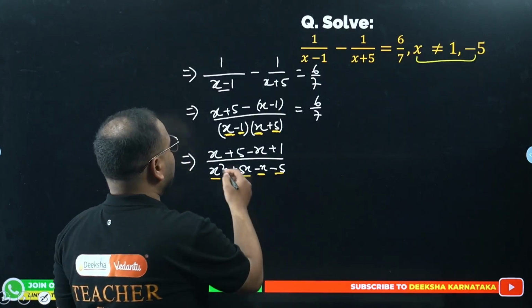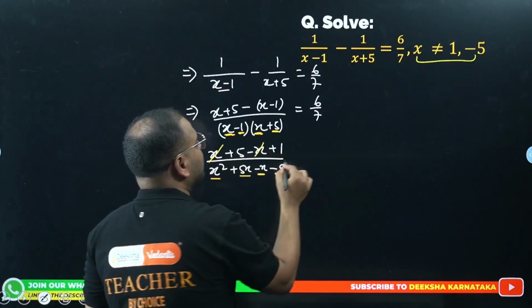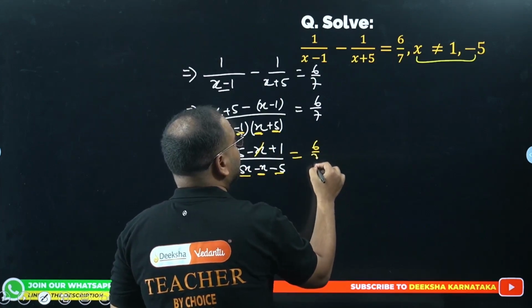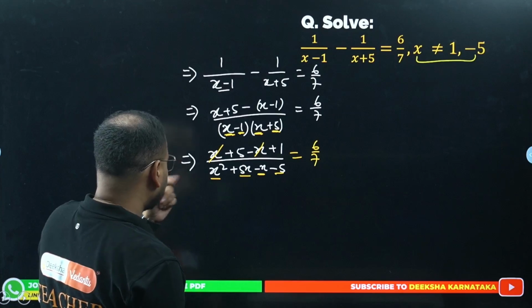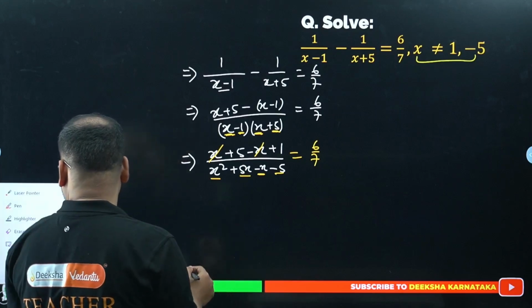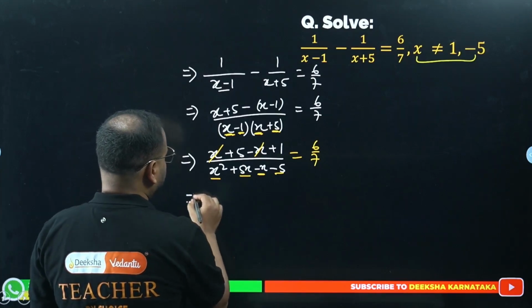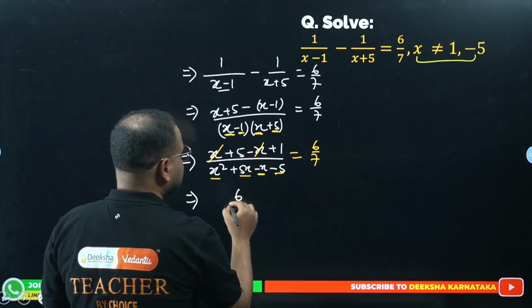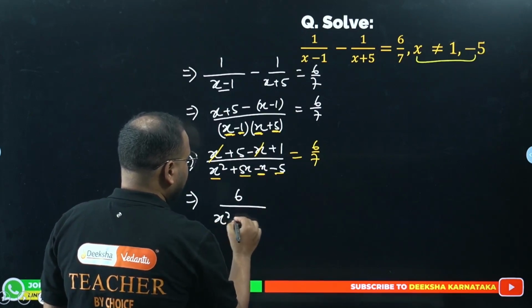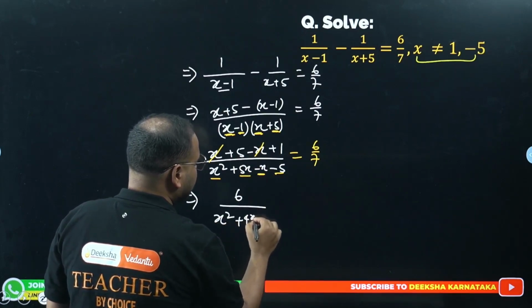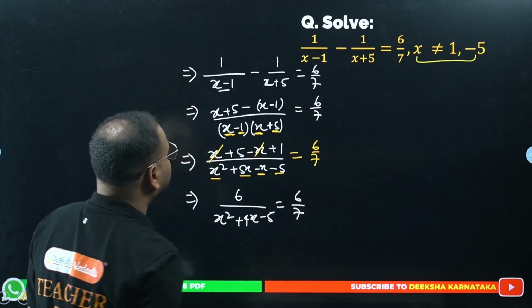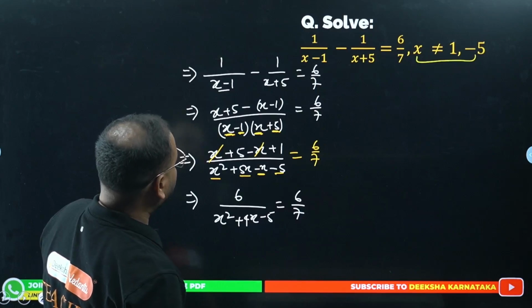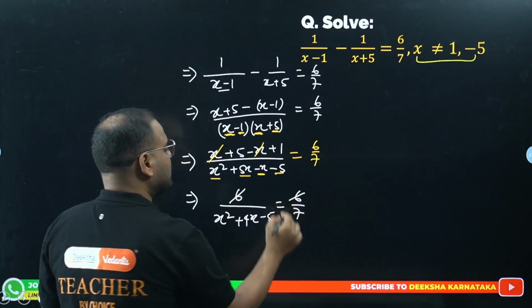Okay, for that reason. Can we cancel x and x? Yes, we can. This is equal to 6 by 7. Okay, let's continue. Now, if we simplify it further, what is our step? Next one. 5 plus 1 is 6. This is x square plus 4x minus 5 equal to 6 by 7. Right? Yes, cancel this 6 and 6. What is left now?